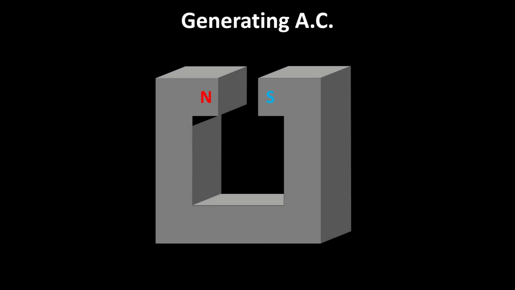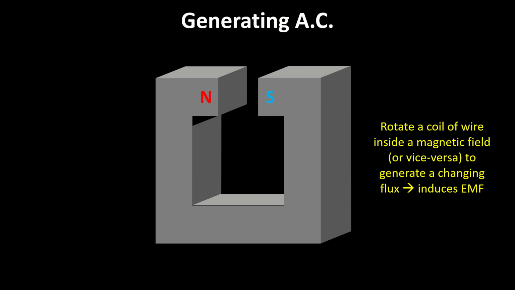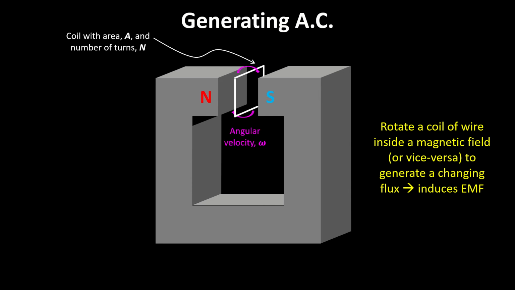To generate AC, essentially what you do is you put a coil inside a magnetic field, like between the poles of a magnet, and you rotate it. You rotate the coil, or you rotate the magnet, either way, because that generates a changing flux, so it induces an EMF. So I've got a coil with an area A and a number of turns N, and you rotate it with an angular velocity omega inside the magnetic field. We're going to look at that situation a bit more. It's a simplified version of what a real generator would be like, but the basic principles work.